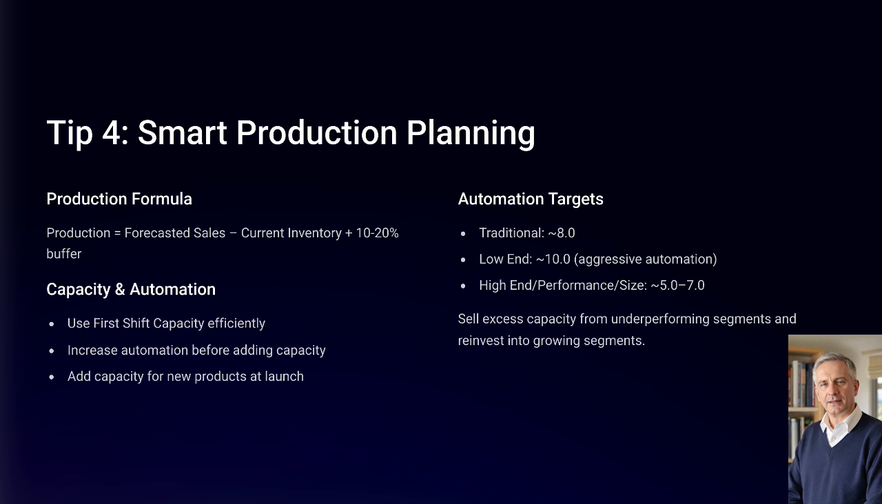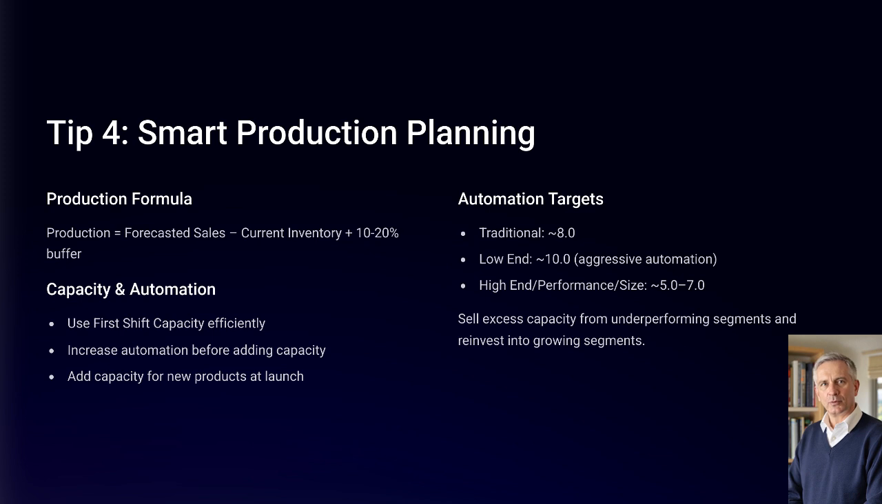Add a 10 to 20% buffer to account for extra demand. 3. Set production schedule accordingly. Plan capacity and automation, and use first shift capacity efficiently. If demand exceeds first shift, increase automation first, which lowers labor costs, then add capacity.